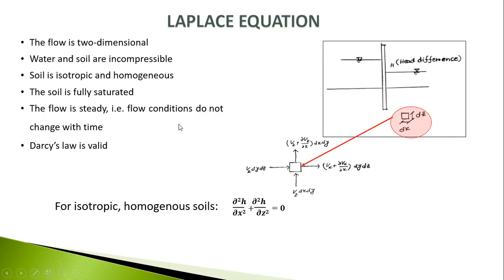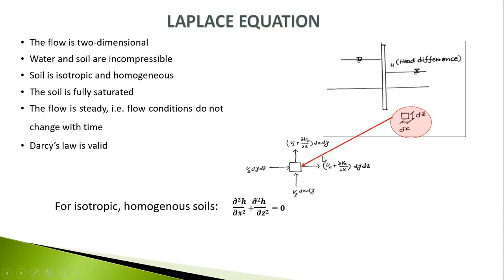The soil is fully saturated. That means the soil is surrounded by a water table, which is why it is called fully saturated. The flow is steady, the flow conditions do not change with time. That means the flow is going at a constant velocity. Darcy's law is valid.